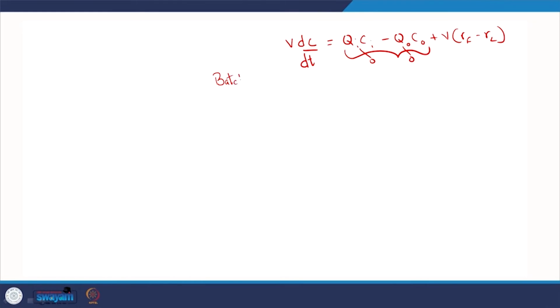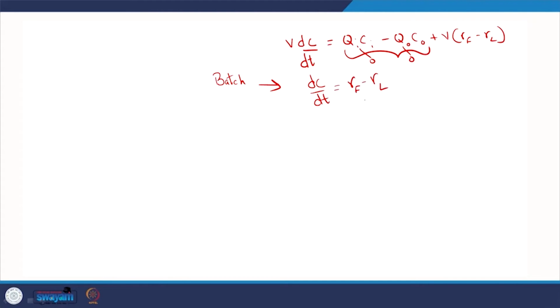So, for the batch reactor, again V dC by dt is equal to Q in C in, mass coming in, minus Q out C out, mass going out, plus volume into rate of formation minus rate of loss. As you know, no flow coming in, no flow going out. So, both of these are equal to 0, for a batch reactor, right. And now what do we have? We are going to end up with dC by dt is equal to rate of formation minus rate of loss.